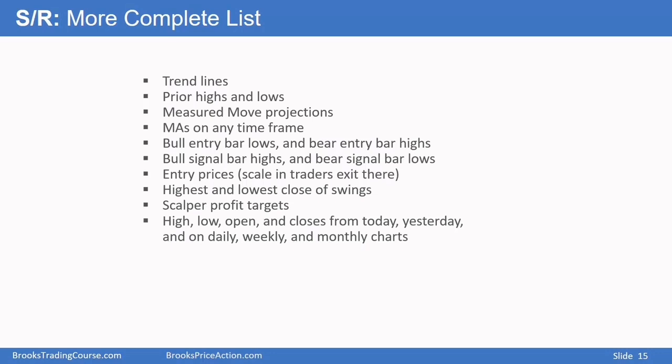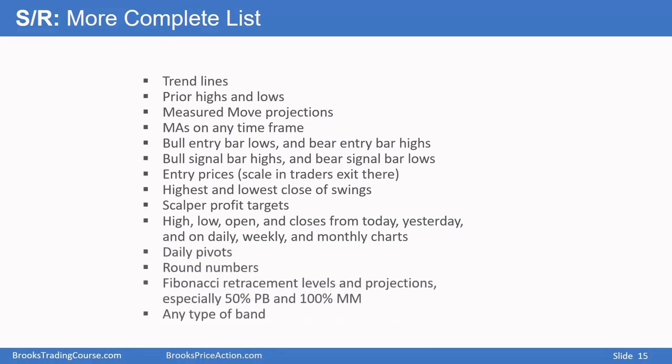Intraday on a 5-minute chart. For example, in the last hour of the month, if you're trading on a 5-minute chart, you sometimes can find some trades based upon support or resistance on the monthly chart. Daily pivots, I never use those. Big round numbers, like Dow 20,000. Fibonacci retracement levels and projections. I think most traders don't pay much attention to those, and I think they're not helpful. However, 50% pullbacks and 100% measured moves are extremely important, and you'll see them every day. And then any type of band, which I do not use.